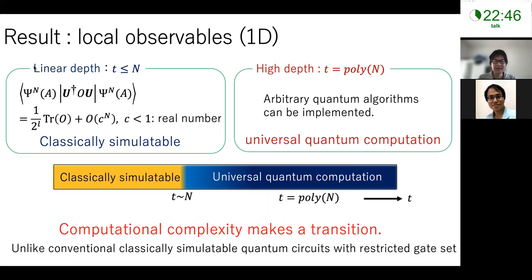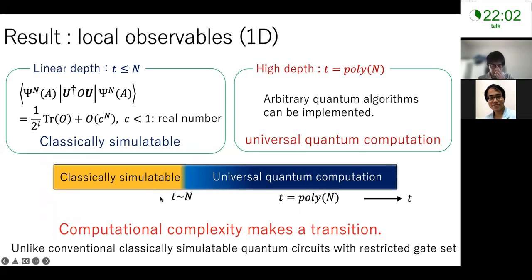In early time, that is linear depth or linear time in number of qubits, the local expectation values are classically simulable because this is exact. This is equal to the trace of local observables. In contrast, in the higher regime, dual-unitary quantum circuit can implement arbitrary quantum algorithm, which means that they can outperform classical computer unless classical computer is equivalent to quantum computer.